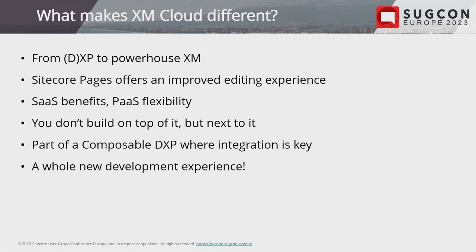First of all, obviously, we're coming from a DXP to what I call a powerhouse XM, because it does way more than you might expect from a regular CMS. You have an improved editing experience with Sitecore pages. You have all the SaaS benefits, but still the flexibility of a PaaS product, so you can deploy to it, and you have advanced configuration possibilities. And maybe the most important thing is that you don't build on top of it, but next to it. And I'll get to that in a bit. It's part of a Composable DXP, where integration is key, and we have a whole new development experience.